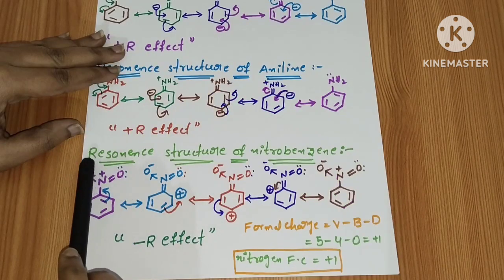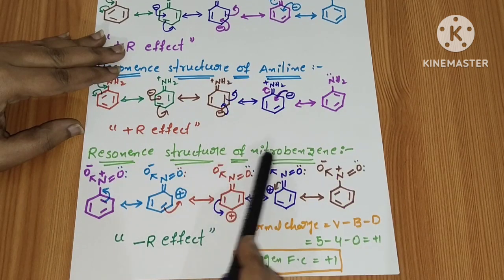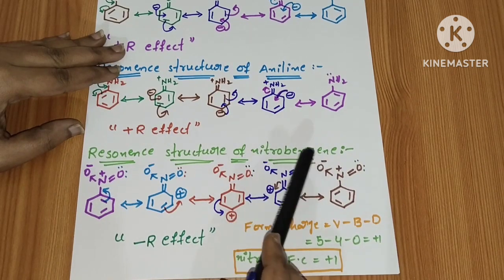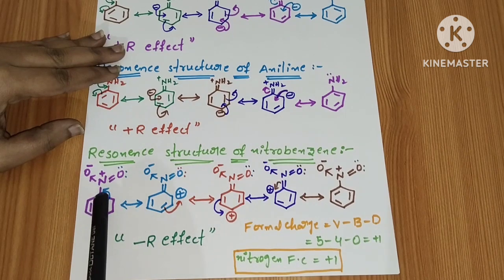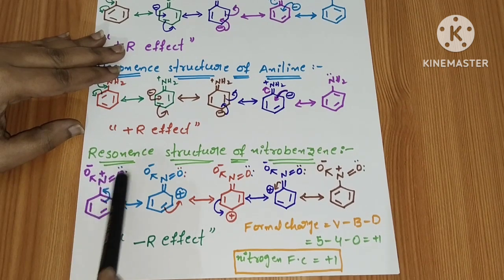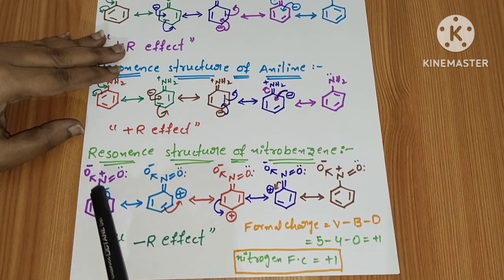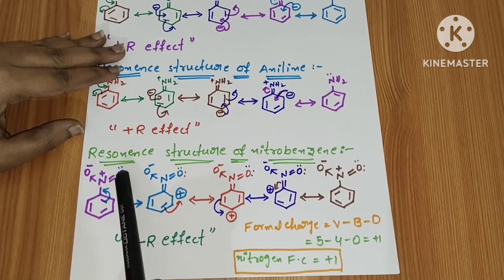Next we will see the resonance structure of nitrobenzene. Here nitrobenzene has a benzene and a nitro group. This nitro group is a strong electron withdrawing group. Firstly, we will see the NO2 structure. See here, N double bond O.